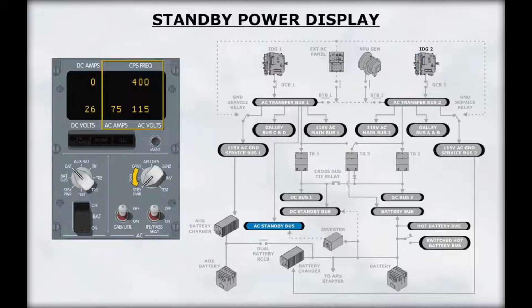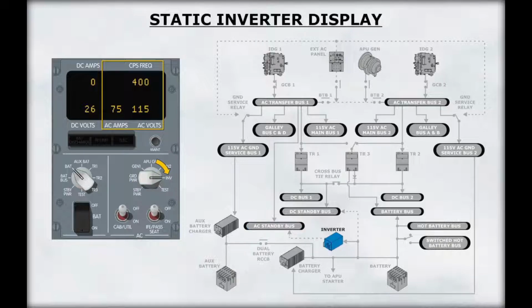Selecting standby power displays the frequency and voltage of the AC standby bus. Normal frequency and voltage are 115 volts and 400 Hz regardless of the power source to the bus. The inverter position checks the static inverter voltage output similar to the standby power position. The test position is used by maintenance.